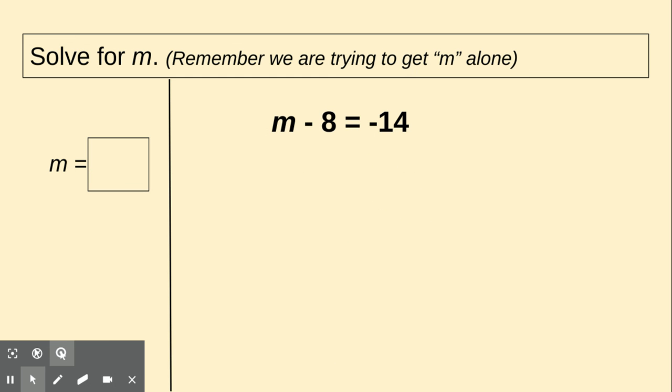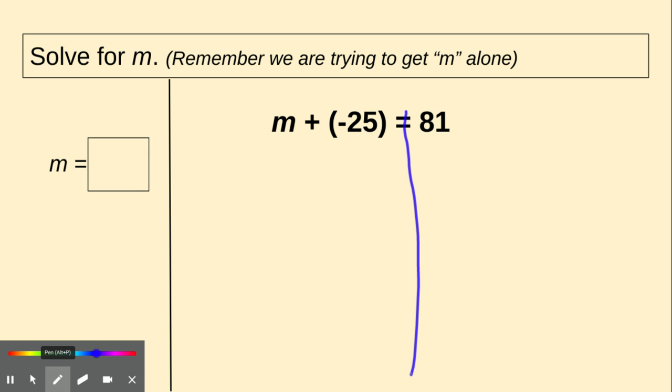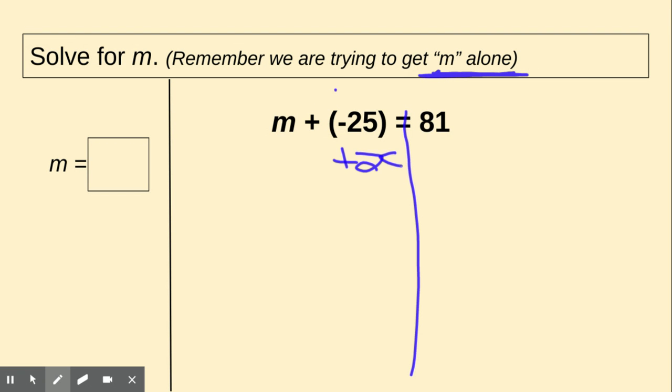Now I want you guys to try this one. So m plus negative 25 equals 81. So we are going to try and get m alone on this side of the equal sign. So what is the opposite of negative 25? The opposite of negative 25 would be positive 25. Make that a little bit better for you guys.